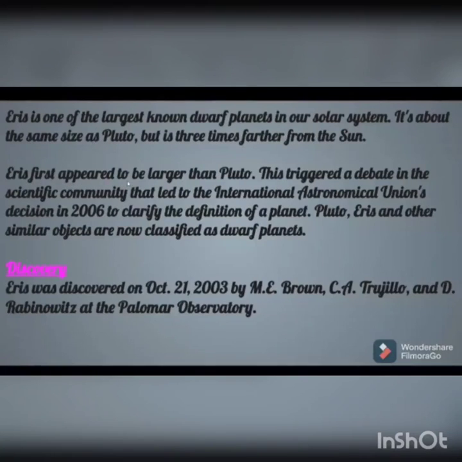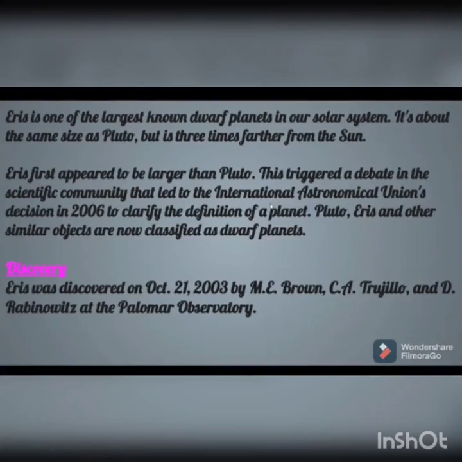Eris first appeared to be larger than Pluto. This triggered a debate in the scientific community and led to the International Astronomical Union's decision in 2006 to clarify the definition of a planet. Pluto, Eris, and other similar objects are now classified as dwarf planets.